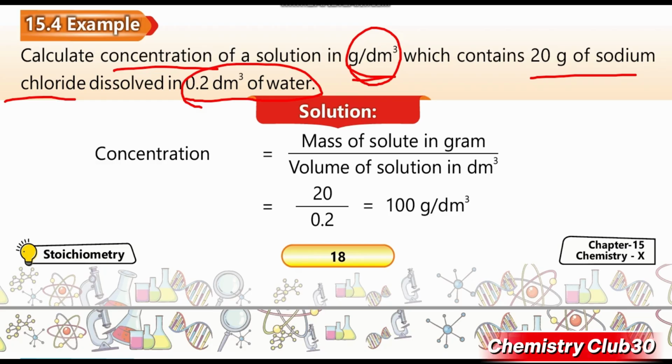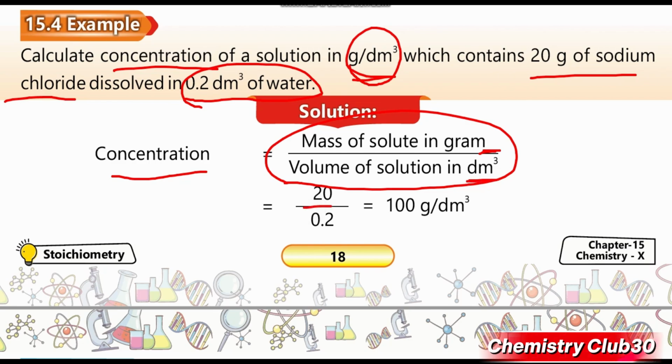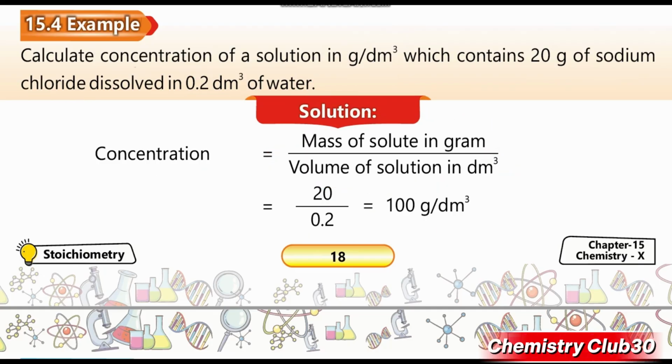The formula which we will use to calculate the concentration: concentration is equal to mass of solute divided by volume of solution in dm cube. So we must consider the unit here. Data must be entered in gram and dm cube. The mass of the sodium chloride is given, which is 20 gram, and the volume of the solution is given, which is 0.2 dm cube. After division, the answer will be 100 gram per dm cube. So students, don't forget to write the unit.